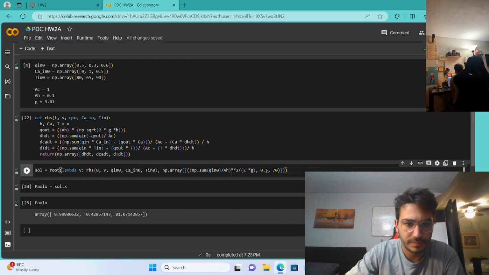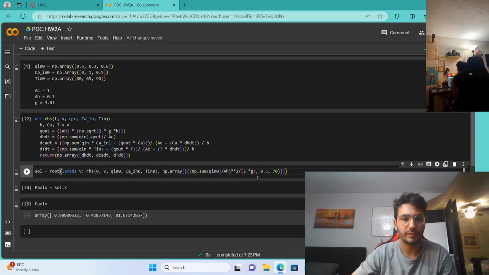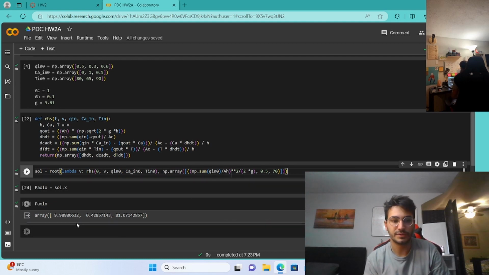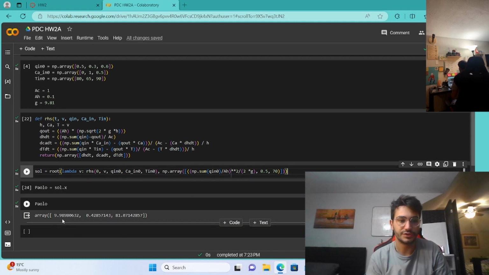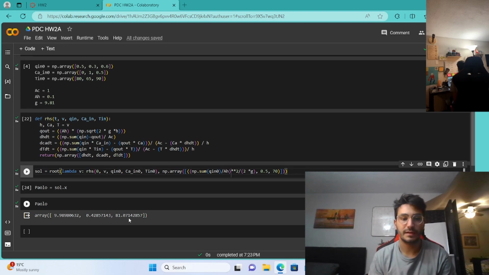But yeah, so this is what we end up with: our given values of 0.5 and 70 for our initial concentration and temperature. We end up with these three values after a long time. The height is just under 10 meters, and the concentration is just under 0.5, and the temperature is just over 80 degrees Kelvin. So with that being said, there you have it.